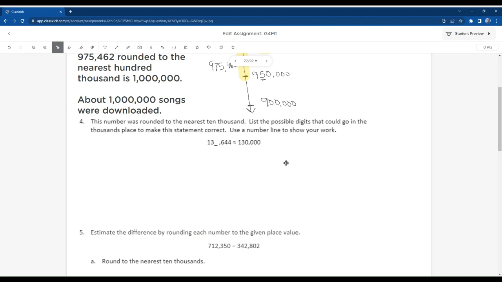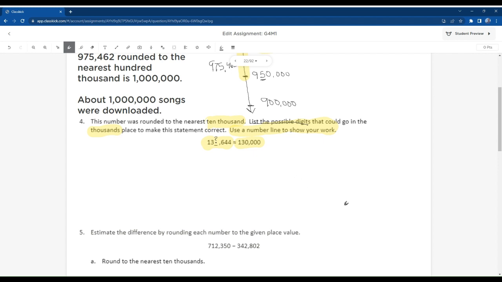Number 4 says this number was rounded to the nearest 10,000. Okay, so they're going to provide us a number and they're telling us that it was rounded to the nearest 10,000. List the possible digits that could go in the thousands place to make this statement correct. It says use a number line to show your work. So they're going to give us a number, which in this case looks like this partial number here. 130 some amount of thousands, 644 rounds to 130,000. And we need to use a number line to show our work. So really what we want to know is, what digit could we put here in this blank space in the thousands place to make this number true? And it asks us to list the possible digits. So we're looking for more than just one.